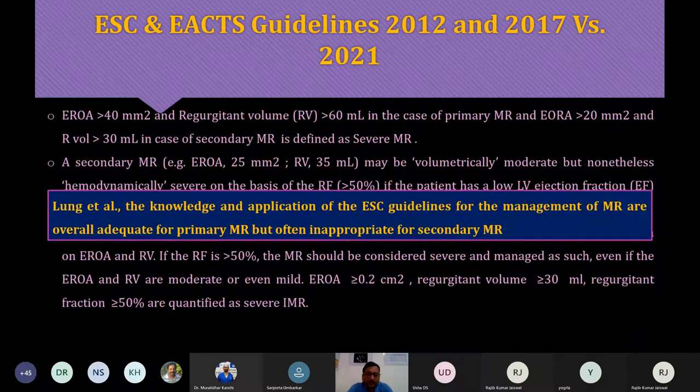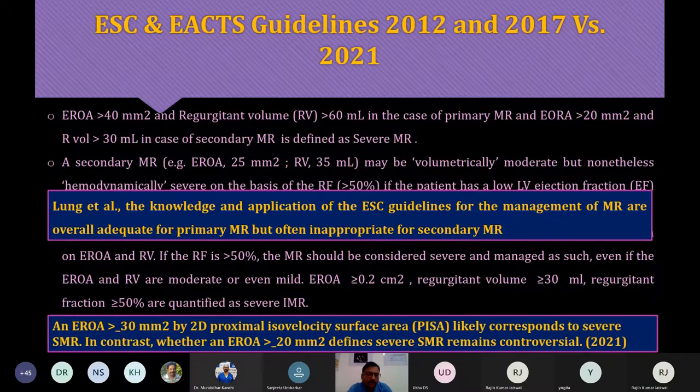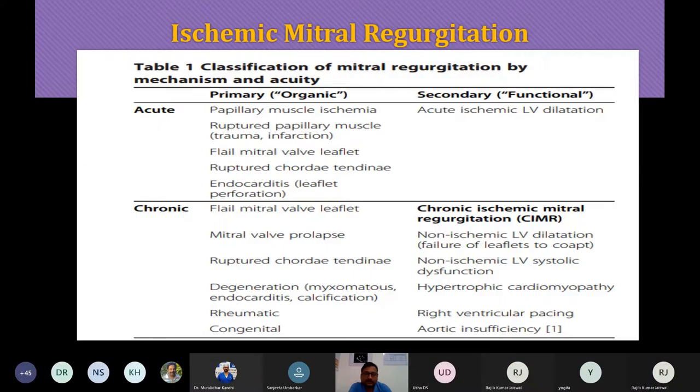So the knowledge and application of the ESC guidelines for the management of MR are overall adequate for primary MR but often inappropriate for secondary MR. An EROA of more than 30 by two-dimensional PISA likely corresponds to severe secondary MR, that means ischemic MR, in contrast to whether an orifice area of more than 0.2 defines severe MR, which remains controversial. This is the latest update in 2021. So it is all based on the patient's LV function and the dimensions of the LV, with other factors to be taken into consideration for dealing with such mitral regurgitation.